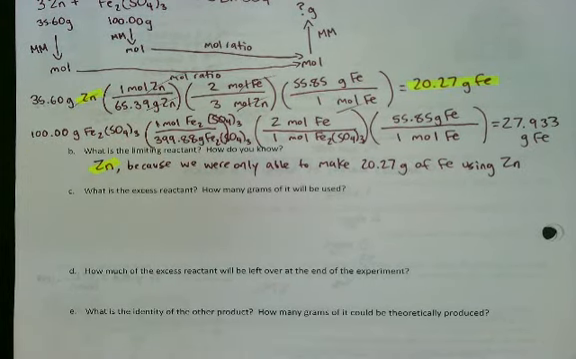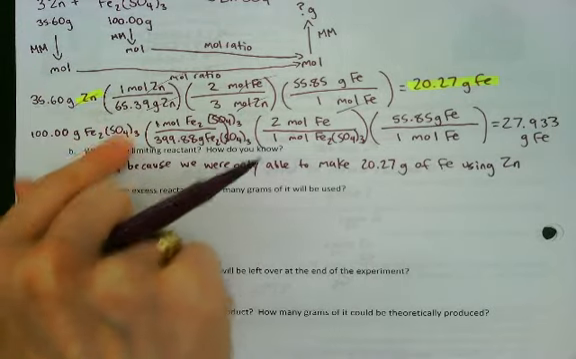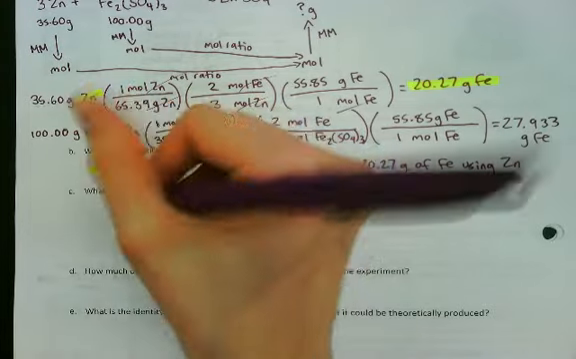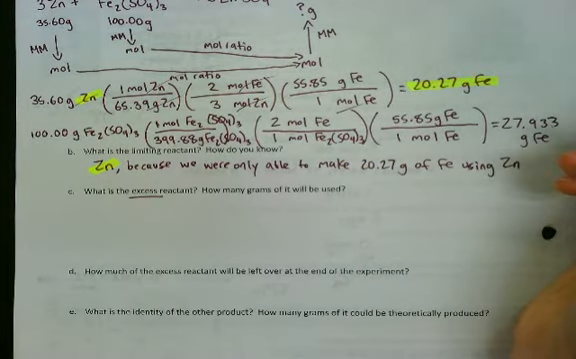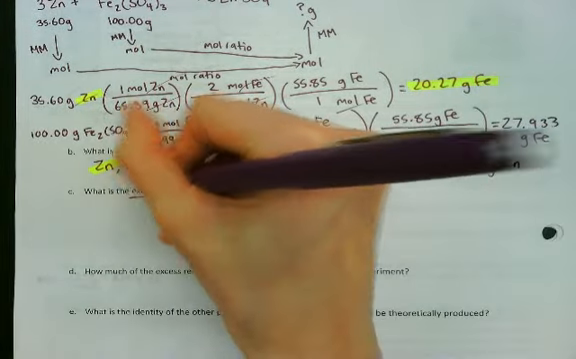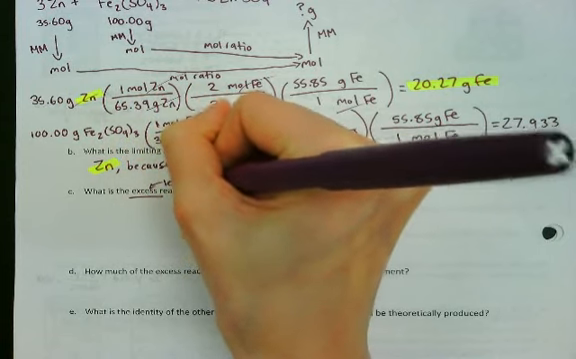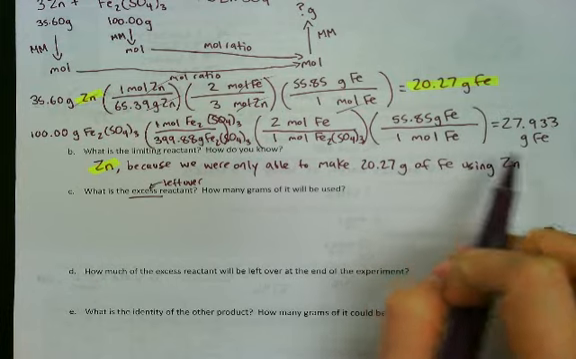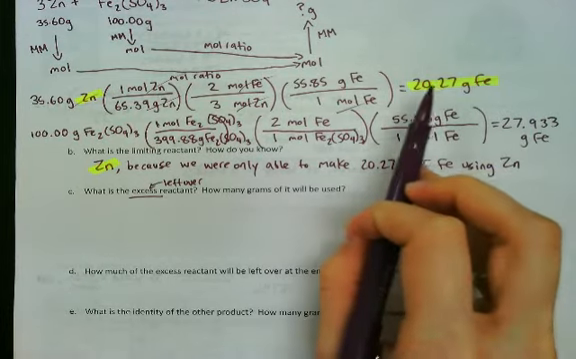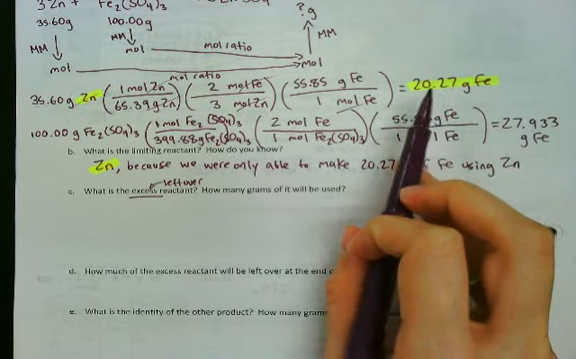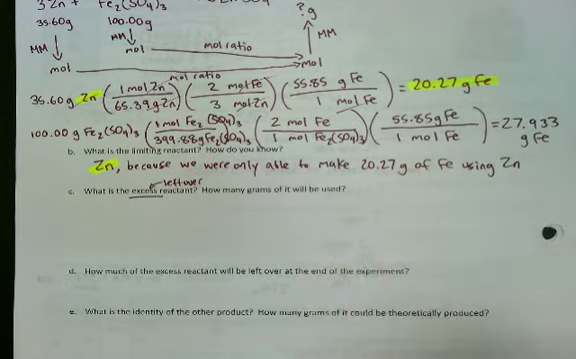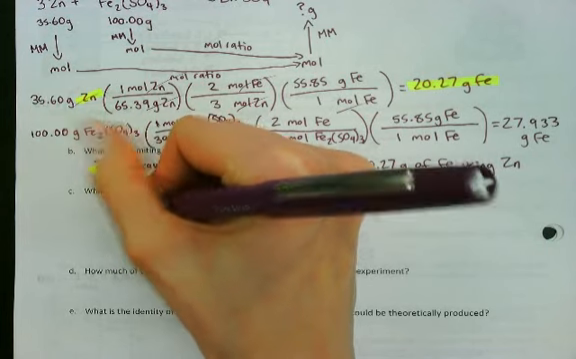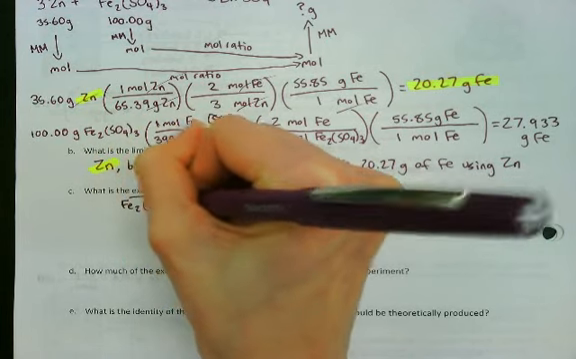Okay? So because this was our limiting reactant, our other reactant is our excess. Our excess, the one that is left over, remember? So this is the one that made more product, potentially. This is not going to get made. We're not going to make 27.933 because we run out of zinc before then. We run out at 20.27 grams of iron. So our excess reactant is iron 3 sulfate.